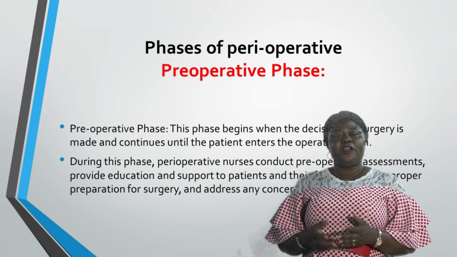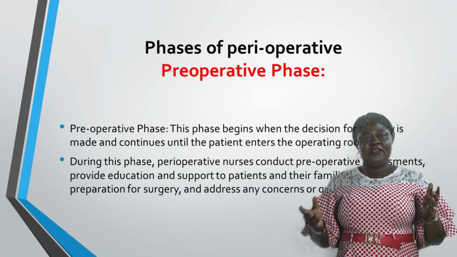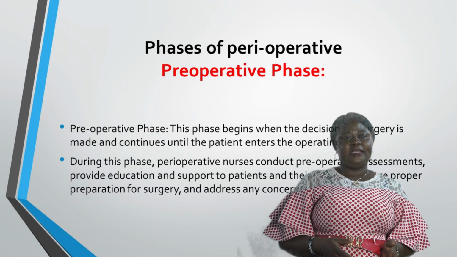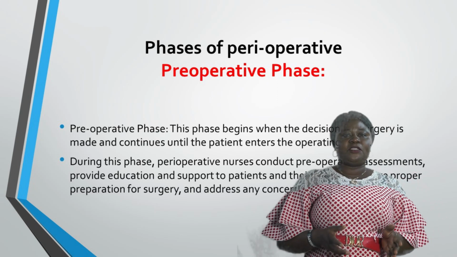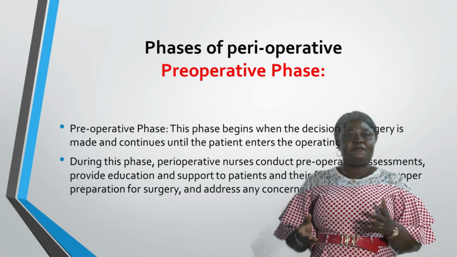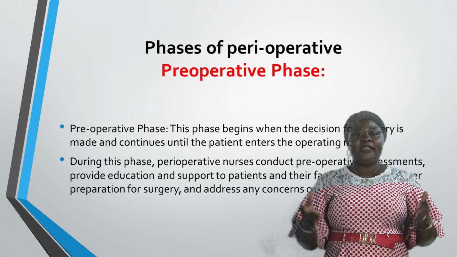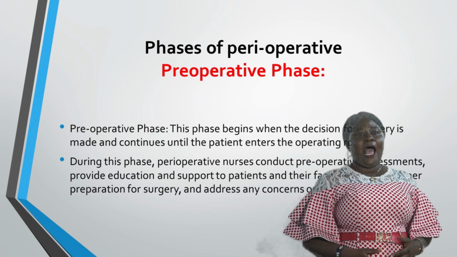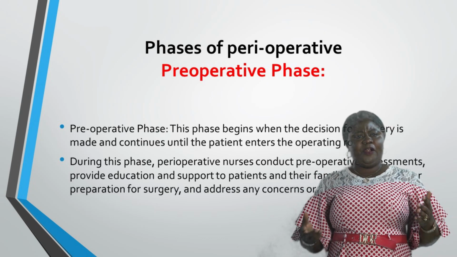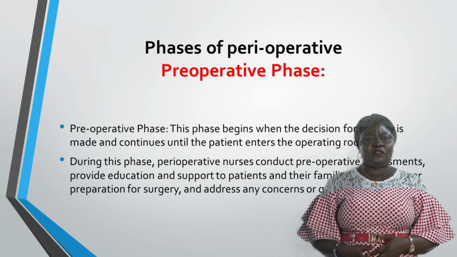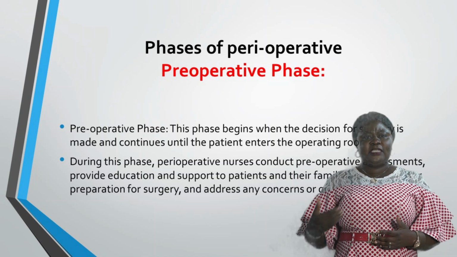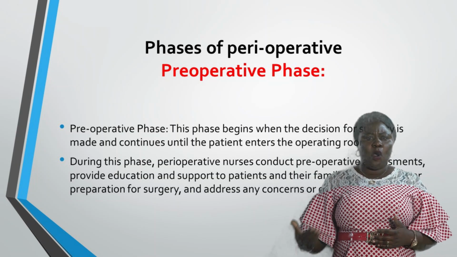What are the phases of perioperative nursing? There are 3 phases. The first one is the pre-operative phase. The second phase is the intra-operative phase, while the third phase is the post-operative phase. The pre-operative phase begins when the decision for surgery is made and continues until the patient enters the operating room. During this phase, that's when you do the assessment of the patient, and that's when you take the informed consent.